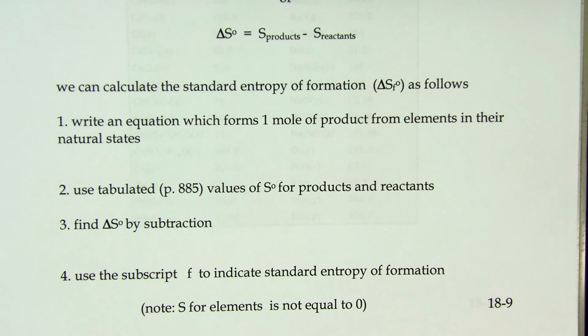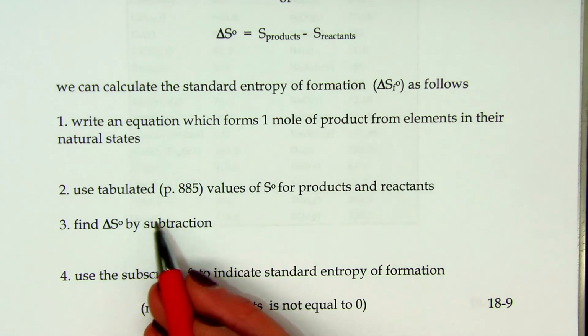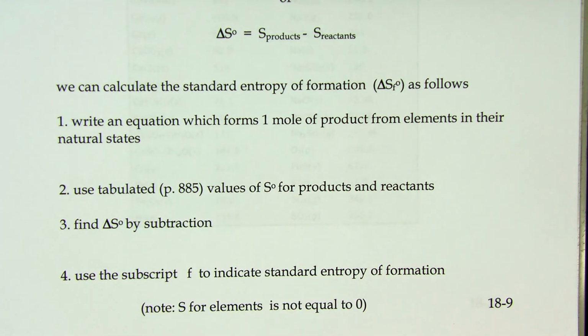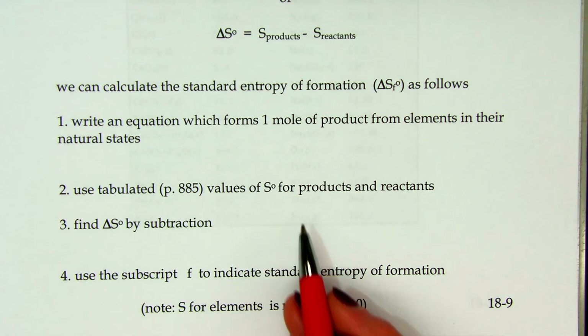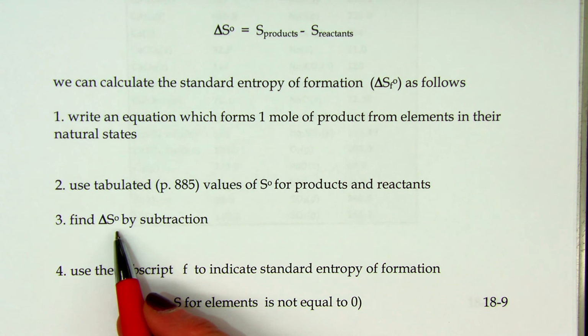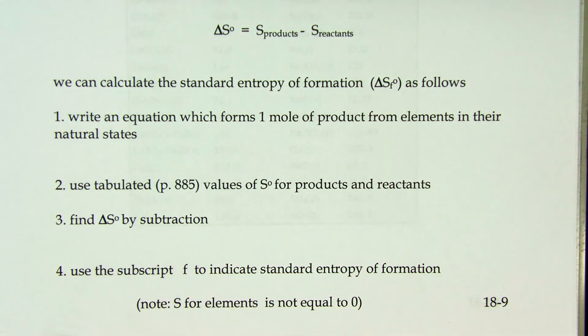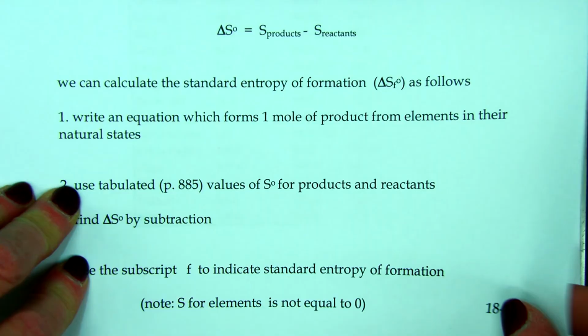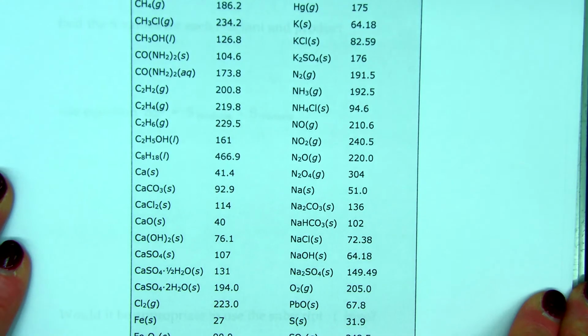So this holds when we're talking about the standard entropy of formation. We do this the same way. The standard entropies of formation have been tabulated for you in the textbook on page 885. Remember, that's my page 885. Your page numbers are different. Then we find the standard entropy change by subtraction. If it's a standard entropy of formation, then we use the subscript f. And I've included a chart for you in the note packet to make it easier to find, and you don't have to carry the book around.